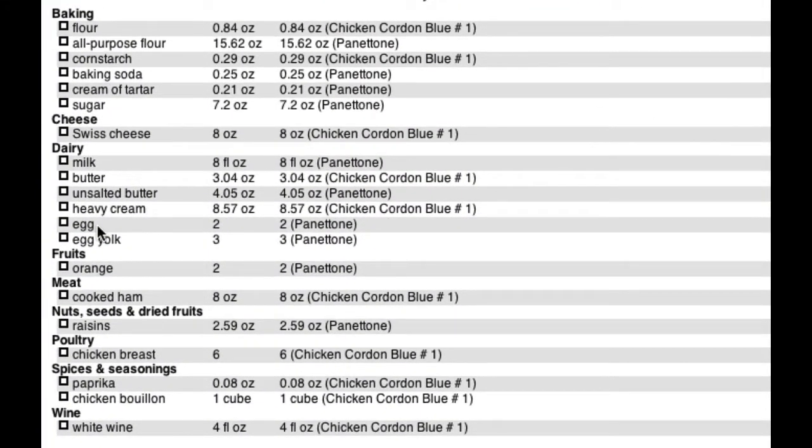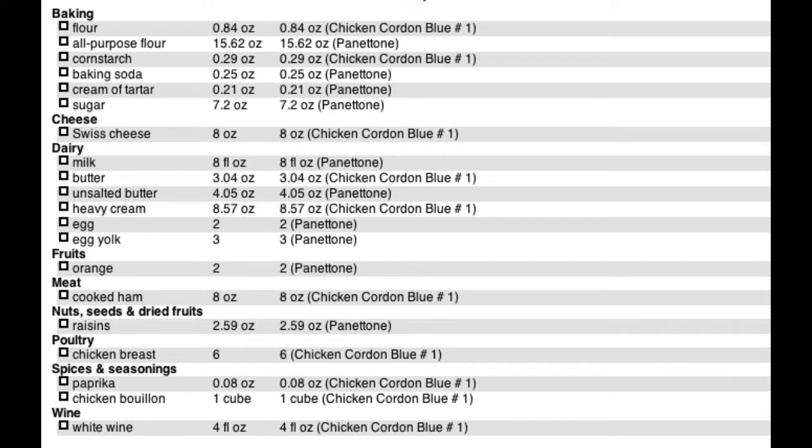First, chances are that you already have some of those ingredients on hand, like cornstarch, baking soda, sugar, milk, maybe paprika and chicken bouillon. So you really don't need to have all these things added to the shopping list.